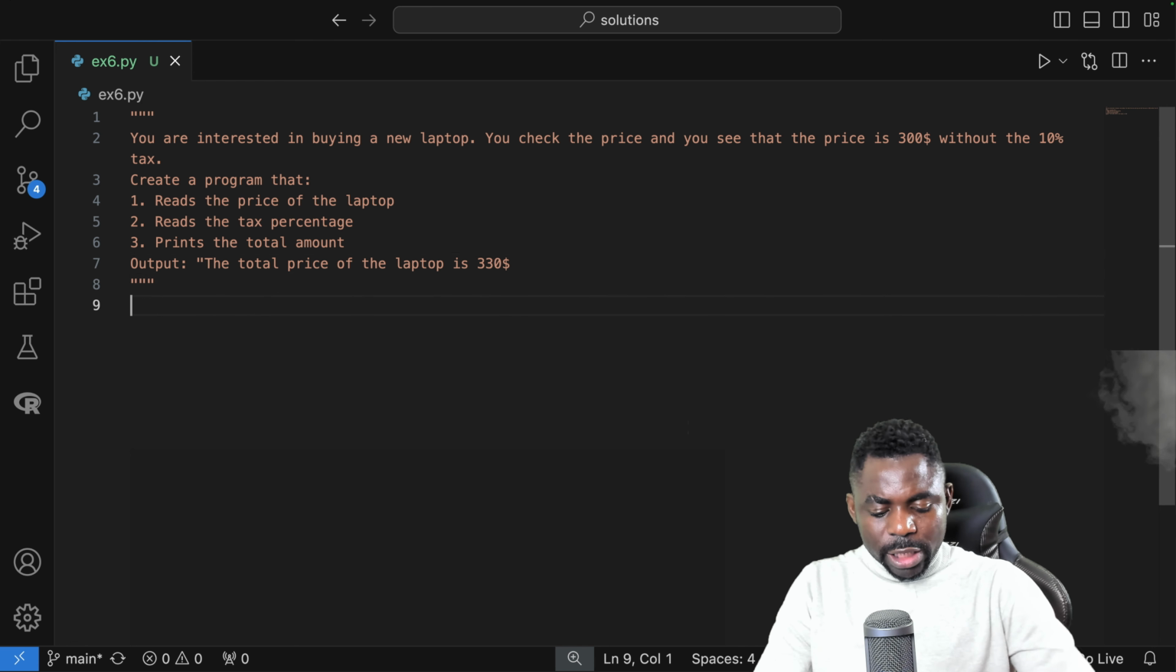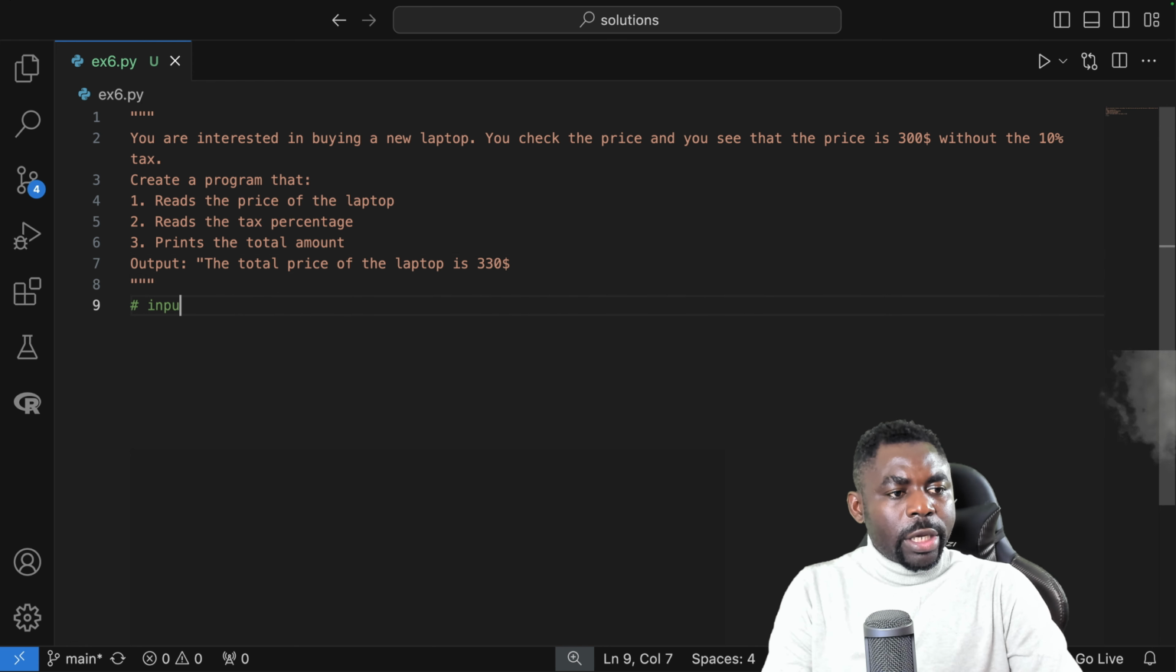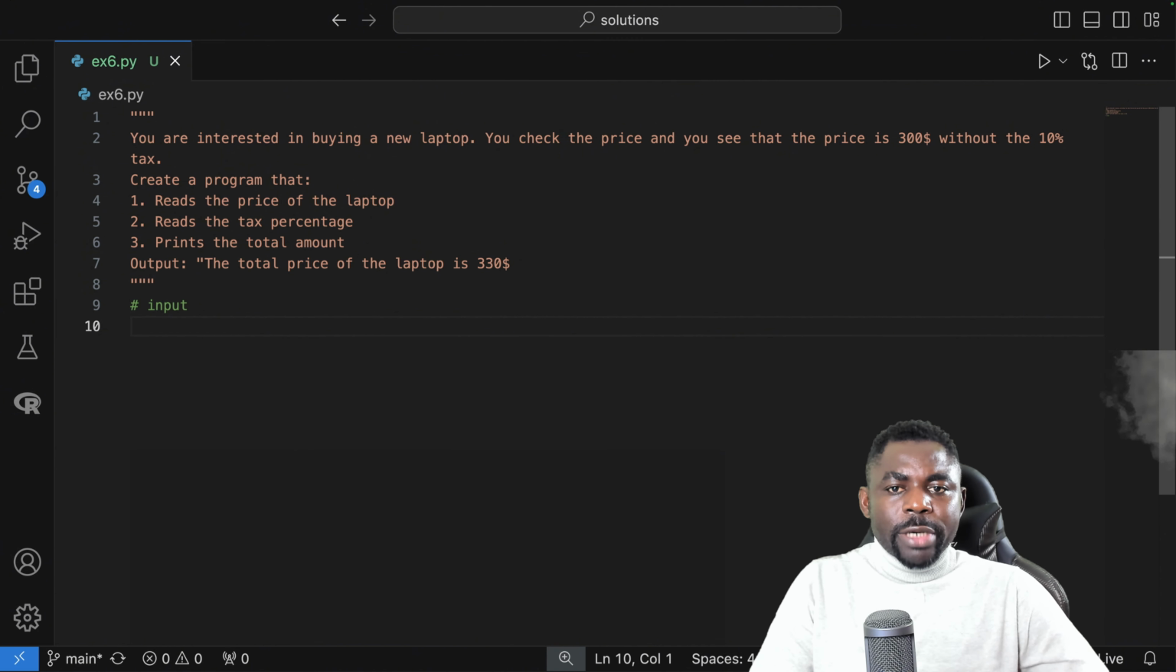First, we need to decide on our inputs. We know that the price can be an integer or it can be a float. It can be anything between 1 and positive infinity, and the tax can also be anything between 1 and positive infinity. Actually, the price can also be less than 1 but not less than 0. So let us dive in and see how this works.